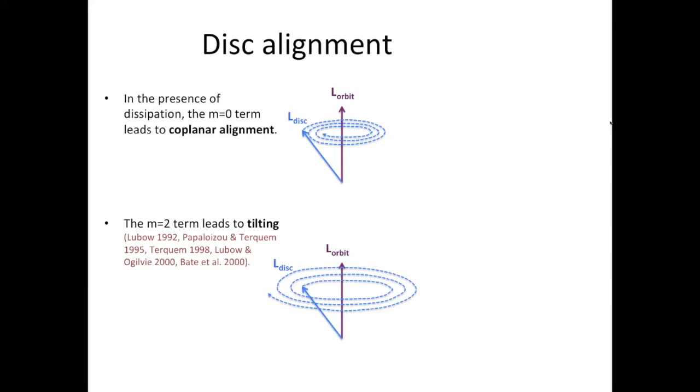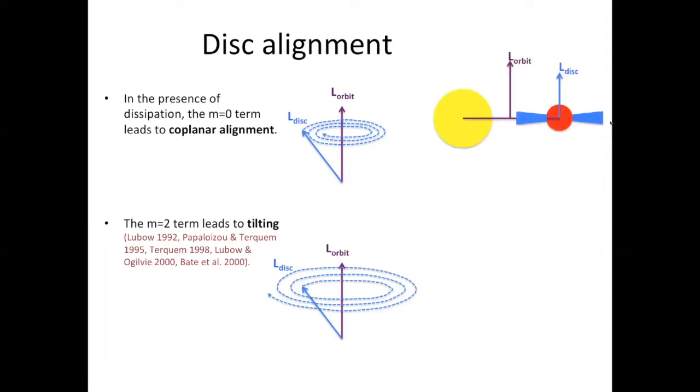Now, a big difference between the dynamics of a test particle and the dynamics of a disk is that the disk has viscous dissipation, and this can lead to tilt evolution. Now, the two main components of the tidal torque have competing effects when it comes to the alignment of the disk. In the presence of dissipation within the disk, the m=0 term, or the nodal precession term, leads to coplanar alignment.